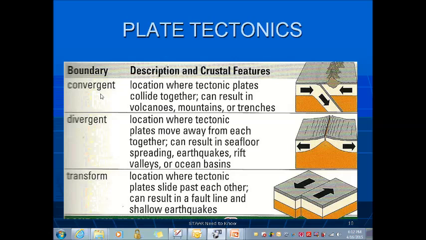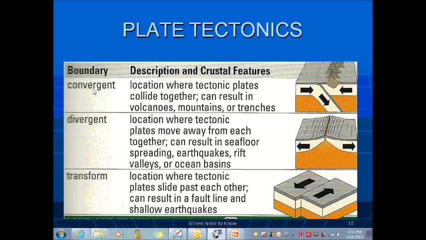If two continental plates converge, they are the same density and they will result in the formation of mountains. The best example of this, most commonly referenced on the STAAR test, is the Himalayan mountains. The Himalayan mountains formed when India collided with Eurasia and formed these folded mountains, and they call them the Himalayas. So that's convergent continent to continent.